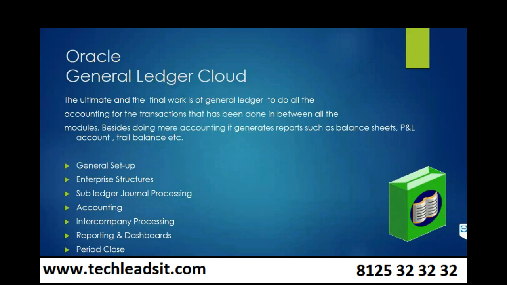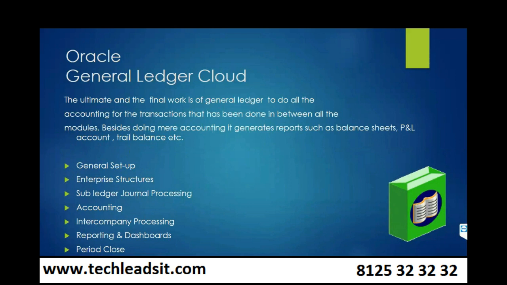Now the question is why? Why do they have to come to GL? Because in subledger modules like AP, AR, FA, and CM, they record the transaction. They do not do any accounting. But the main perspective of finance is to do accounting. You have to record the amount; if any particular transaction is done, that has to be recorded, that has to be accounted. And this accounting is done in the general ledger. That is why the data is moved from the subledgers to GL.